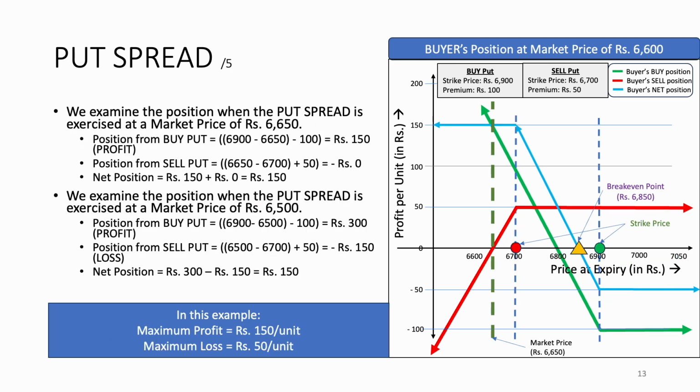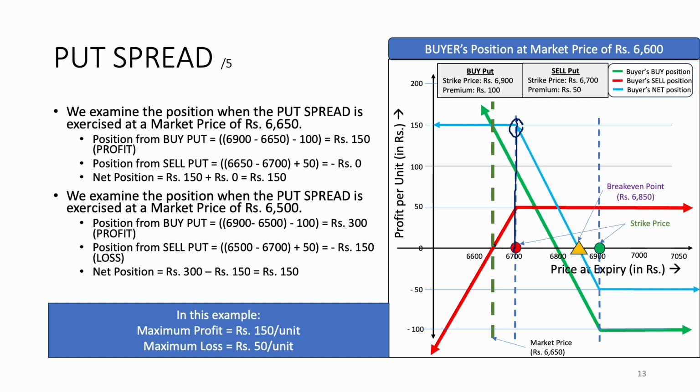In the last slide, we saw that at 6,700 rupees, which is the strike price of the sell put, the profit was at 150 rupees. That is, we were here. Now, let us say the market falls further to 6,600 rupees. So, let us see what is the situation at this point.